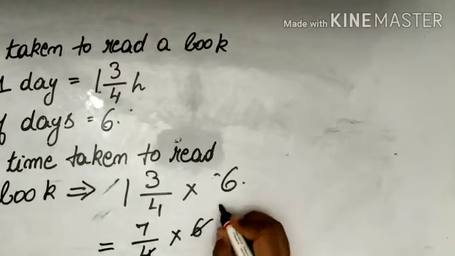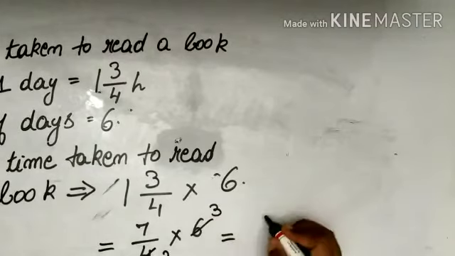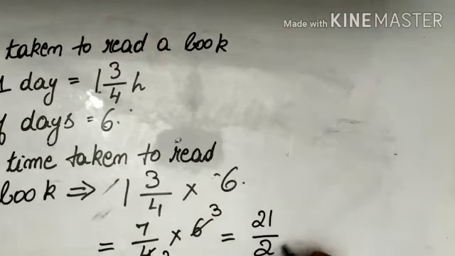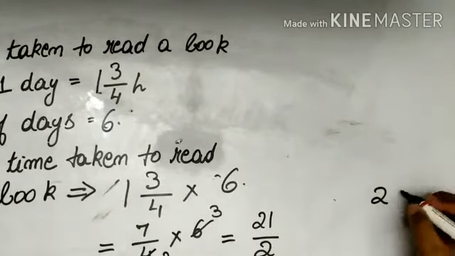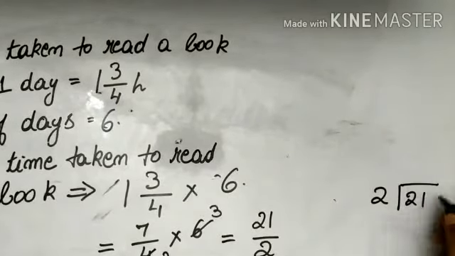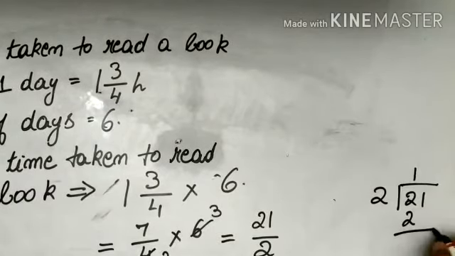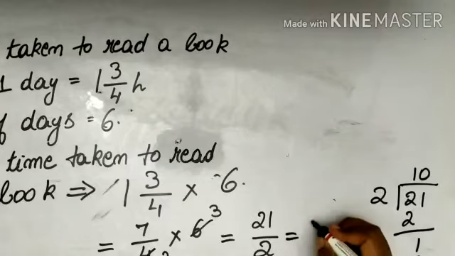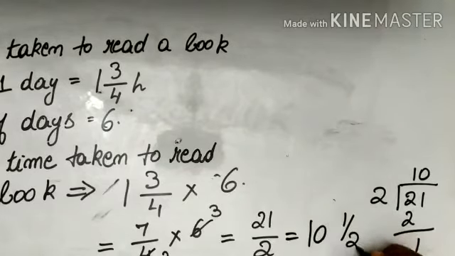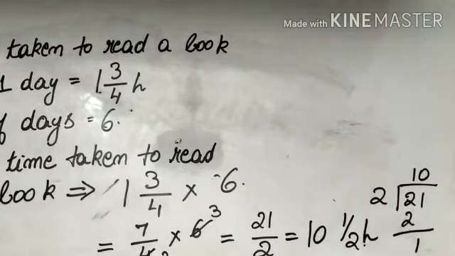Now this can be written as, here we'll cancel, here 3 and 2, 21 by 2, right? Now into 1, 2, 1, 0, 0, 1. So the answer is 10, 1 by 2. Okay, hours. So the total time to read this book is 10, 1 by 2 hours, right?